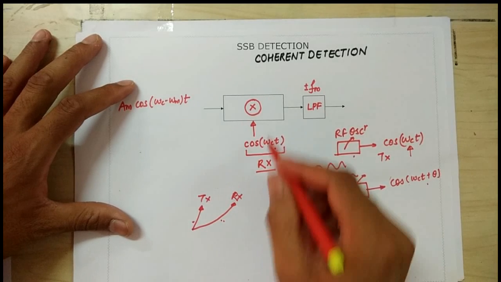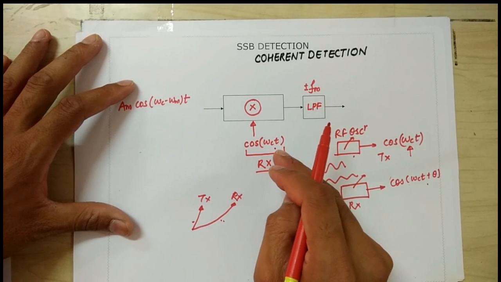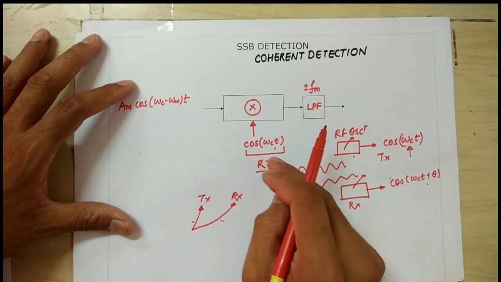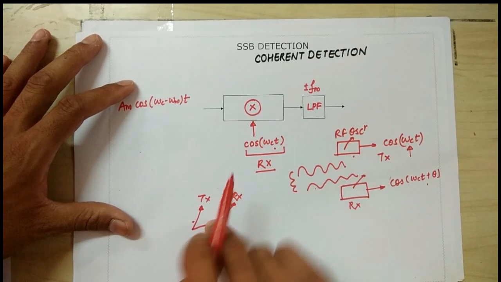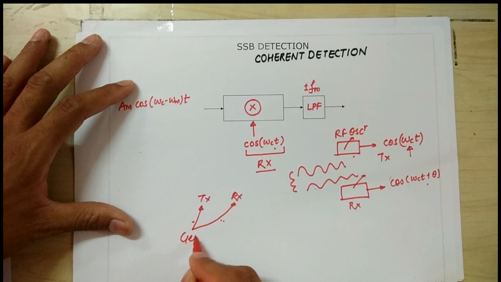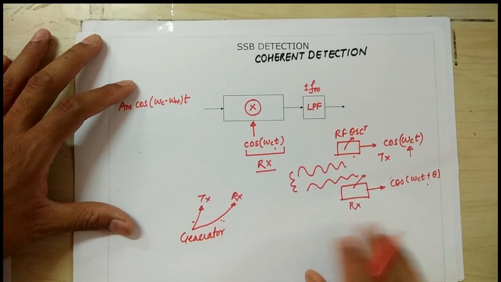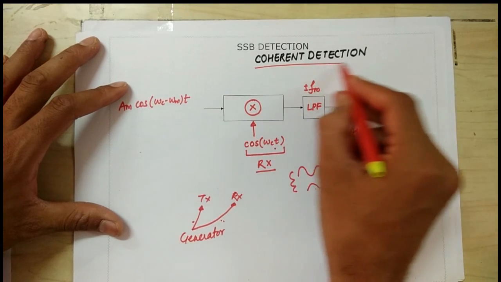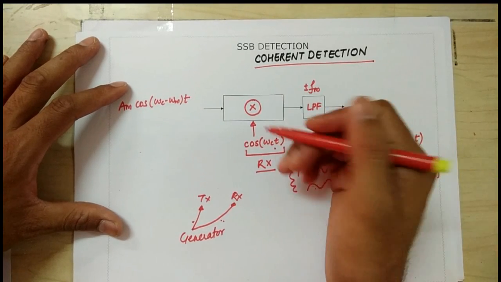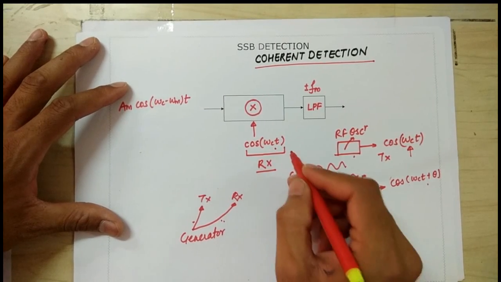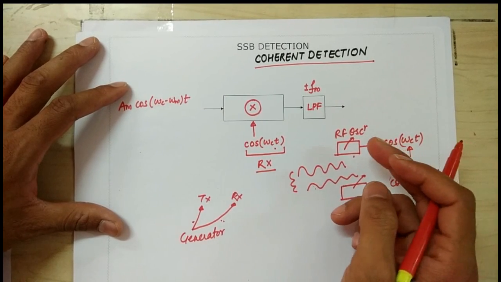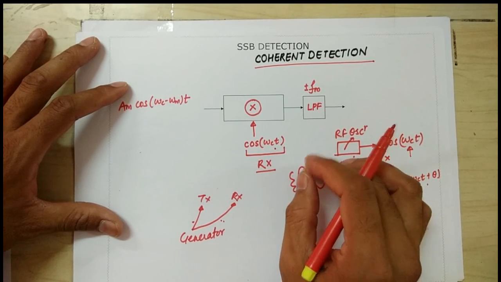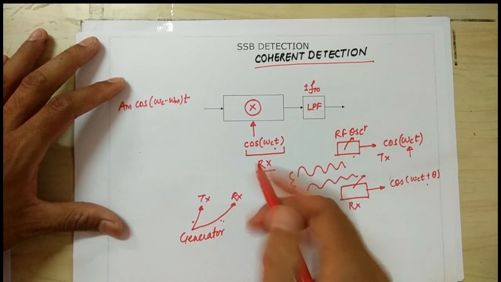These two carrier signals, at the transmitter and receiver, are both generated from the same generator, so they are in the same phase. This is basically the fundamental of coherent detection: the carrier at the receiver and the carrier at the transmitter should have the same phase and the same frequency. Then we call it the coherent detection technique.